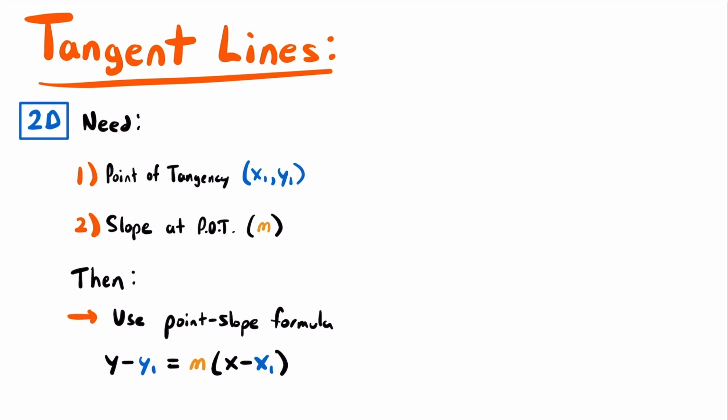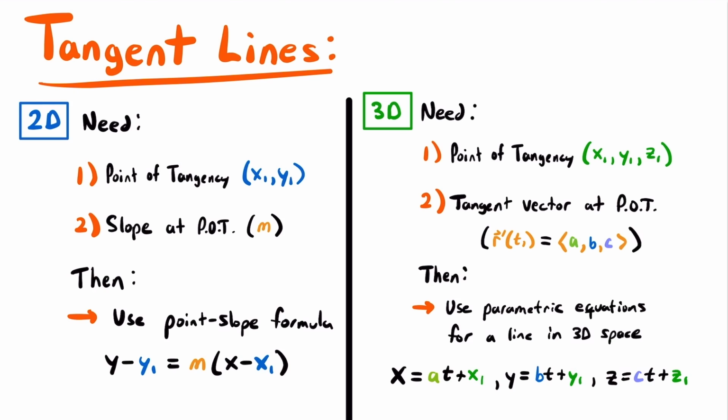We can do the same thing for space curves in 3 dimensions, but what we need is slightly different, and how we represent the tangent line is also different. In 3 dimensions, we still need a point of tangency, except now it also has a z-coordinate, so we're working with a point x1, y1, z1, and then we need a tangent vector at the point of tangency. All right, because that tangent vector will give you the direction at that point along the space curve. So you would find that tangent vector by taking the derivative of the vector function and evaluating it at a specific value of t, the t that corresponds to your point of tangency, and that will give you a specific tangent vector with components of a, b, and c.